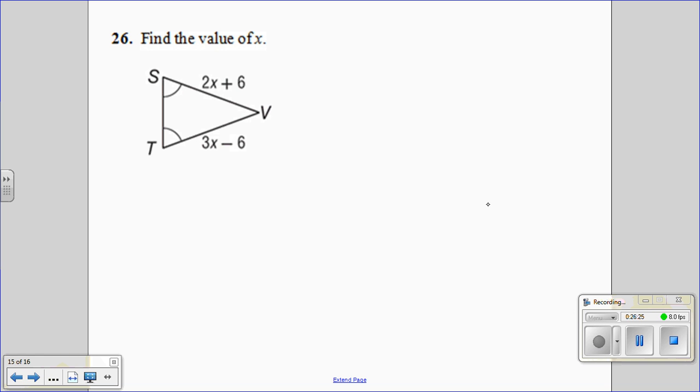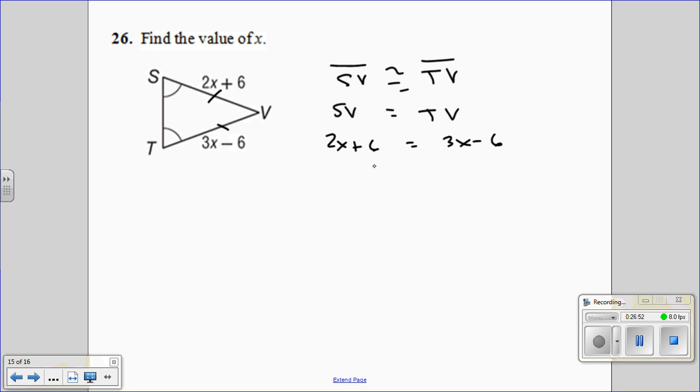All right, 26, we have another isosceles triangle because I see that I have two congruent base angles. So that means SV is congruent with TV. So that means the measurements are equal. So now I can say 2x plus 6 equals 3x minus 6. Now to find x, I would first subtract 2x, which would give me 6 equals x minus 6. And then I would add 6 to both sides, which would give me 12 equals x.